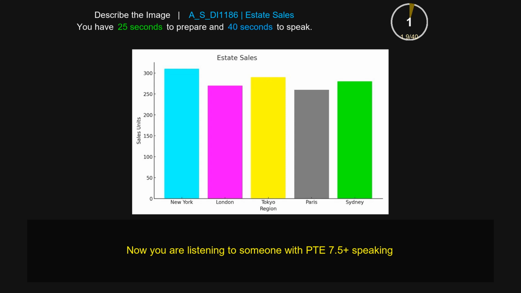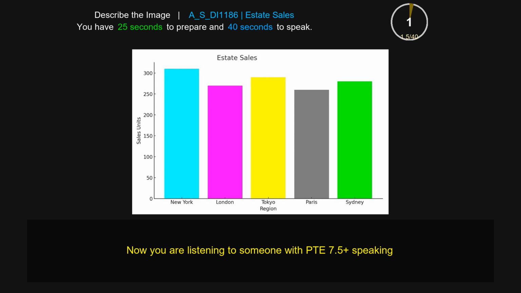This picture is a bar chart including nice colors such as green and gray as well as pink. The bar graph gives information about the estate sales. The horizontal axis gives information about the different cities such as New York and London as well as Paris and Sydney, while the vertical axis gives information about the sales unit from 0 to 300. The maximum value is equal to 300 related to New York, while the lowest amount is equal to 250 related to London and Paris. In conclusion, the chart gives information about the estate sales.